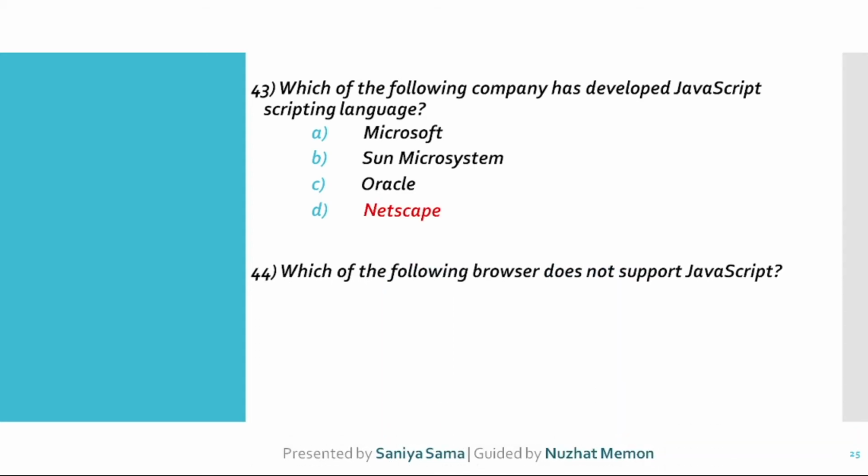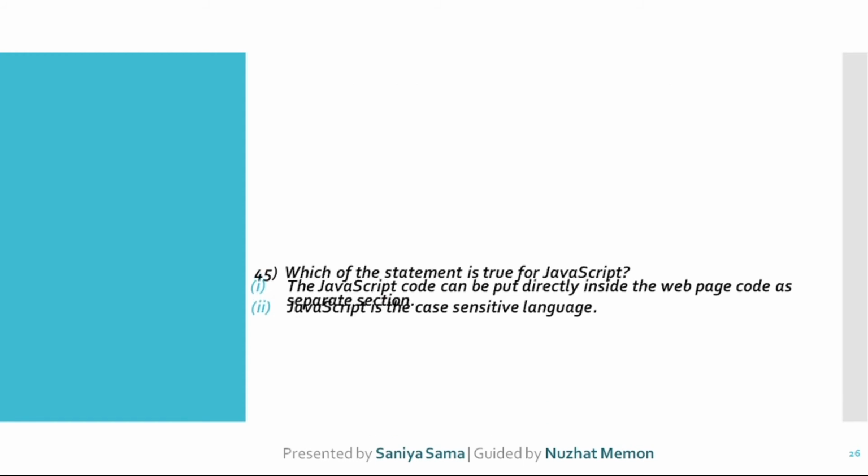44. Which of the following browser does not support JavaScript? Option A, Mozilla Firefox. Option B, Chrome. Option C, Safari. Option D, none of this. The answer is none of this.